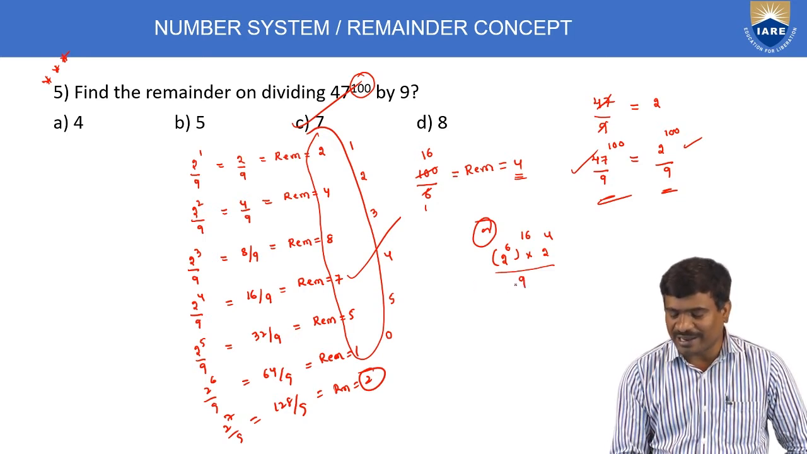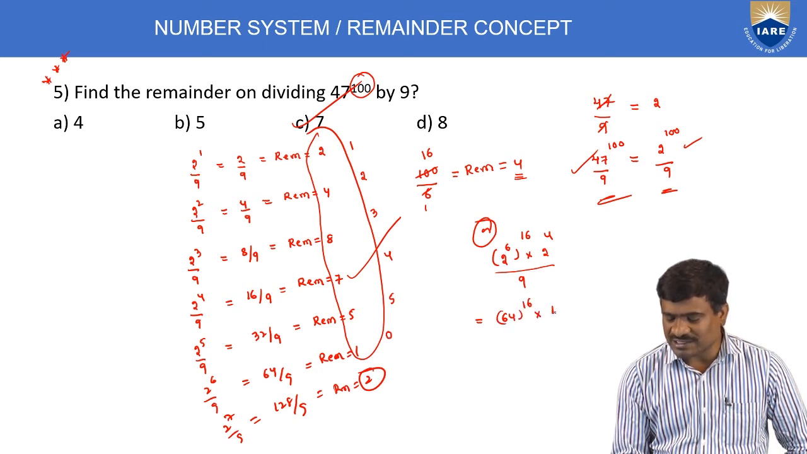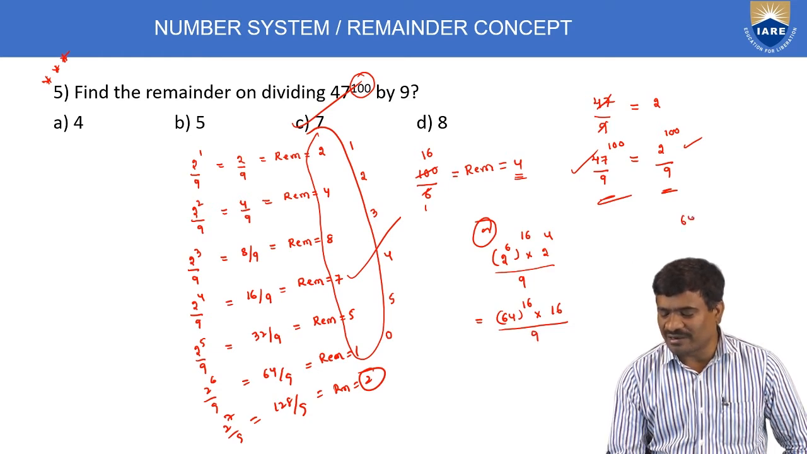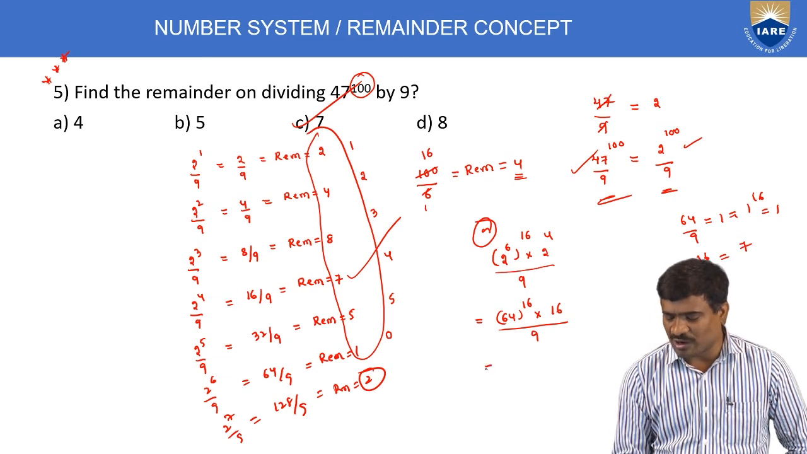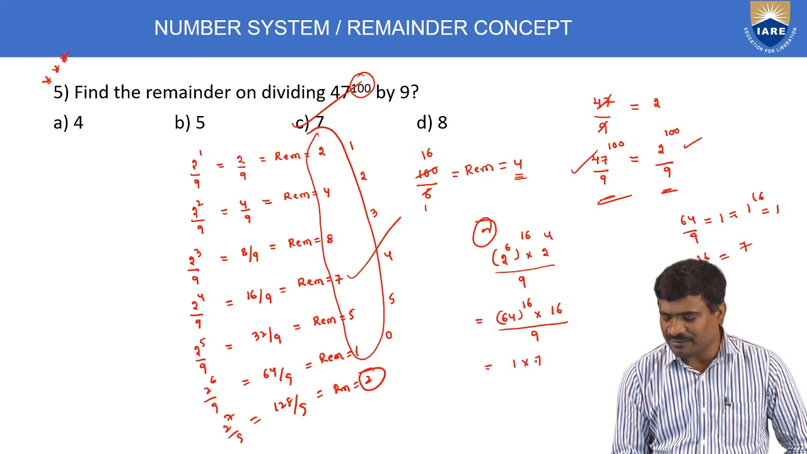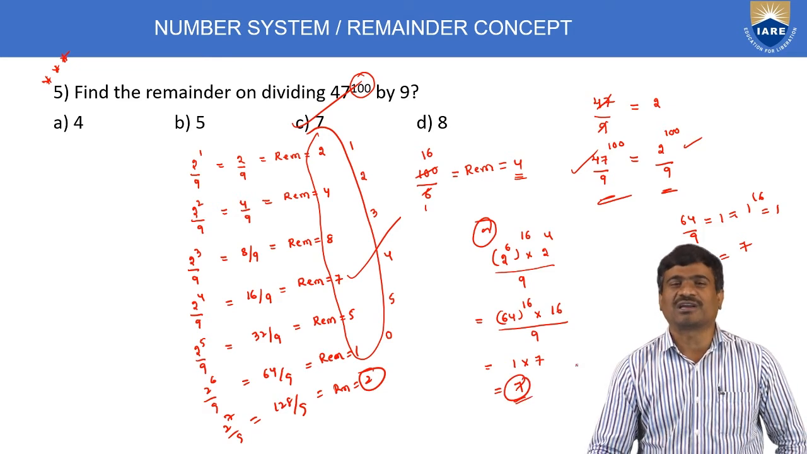This is also written as 64 to the power of 16 into 16 by 9. Then calculate individually. 64 by 9, remainder only 1. 1 to the power of 16 is only 1. Next, 16 by 9, remainder only 7. Next, apply the operator: 1 into 7 is only 7. Therefore the answer is option C, only correct.